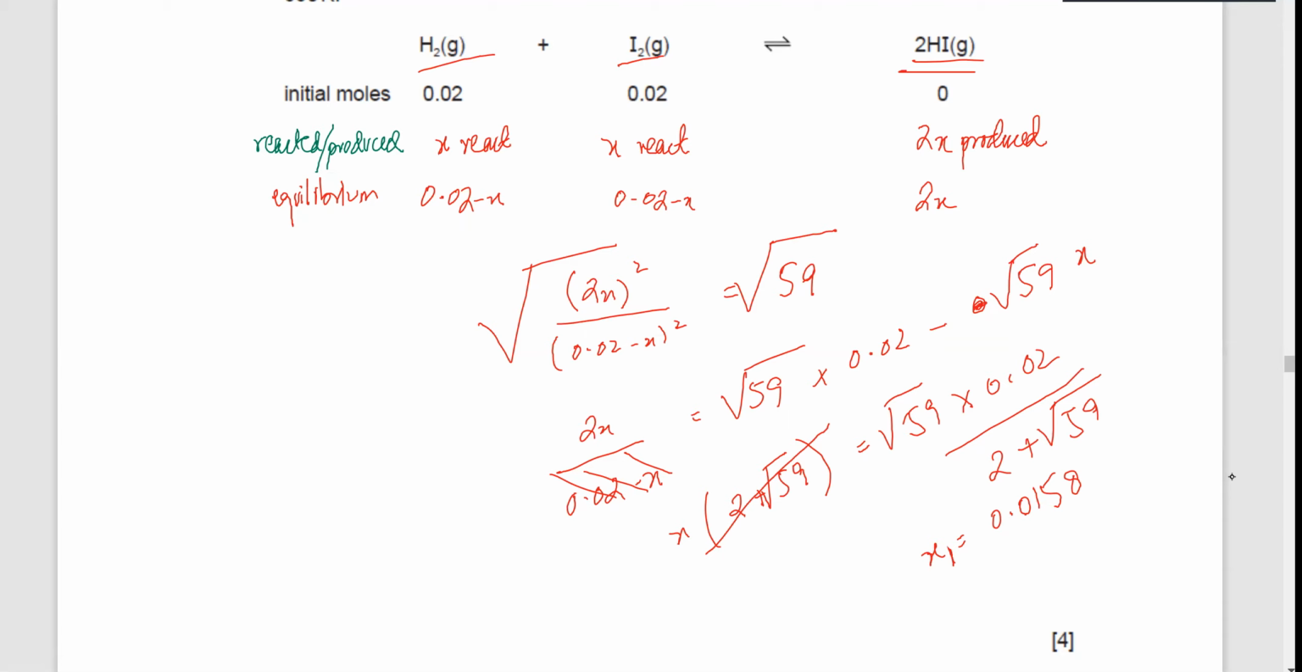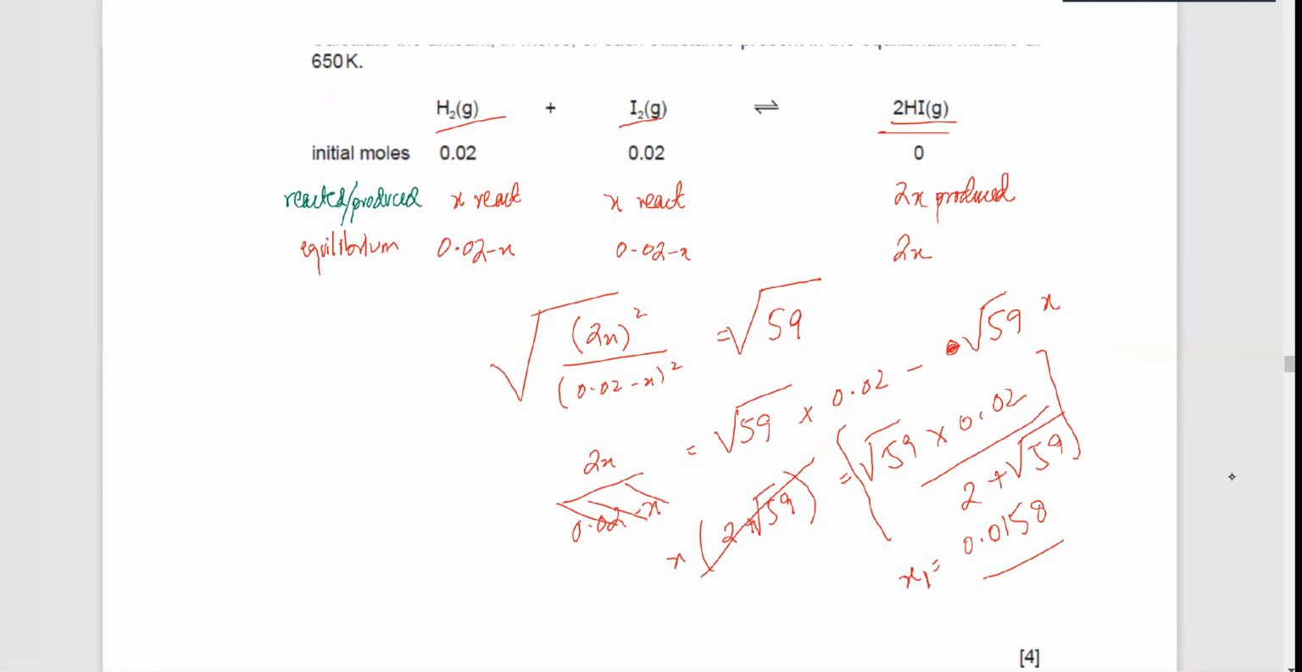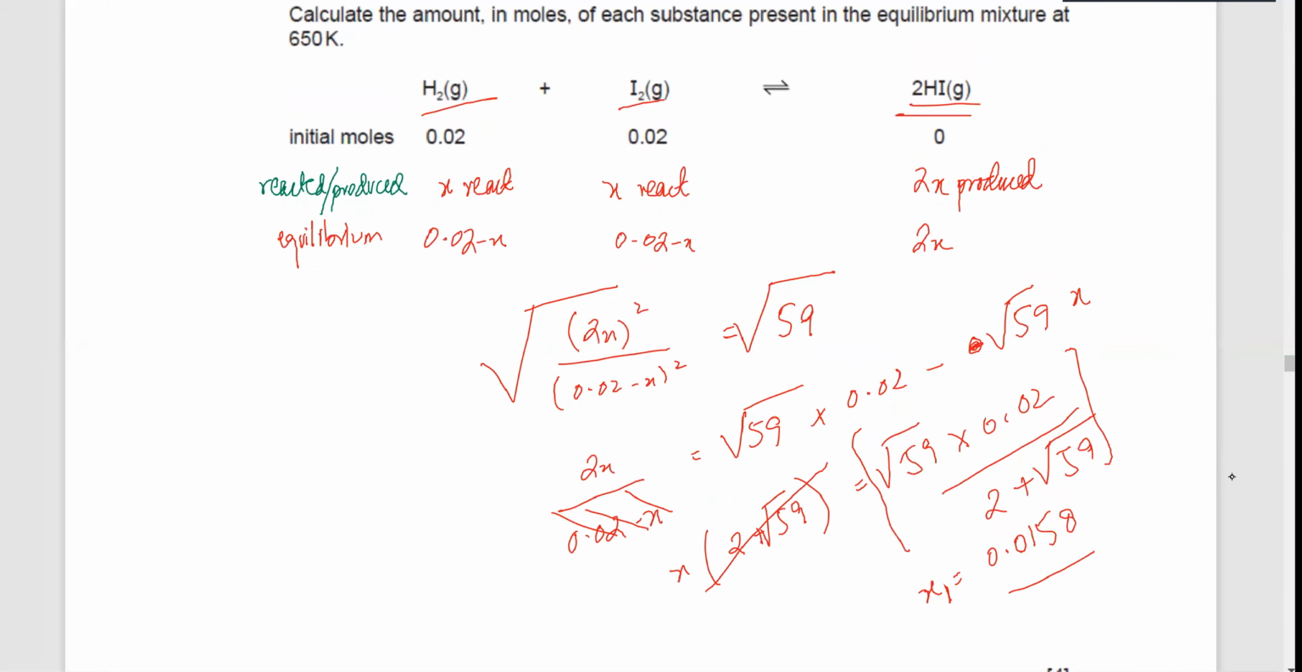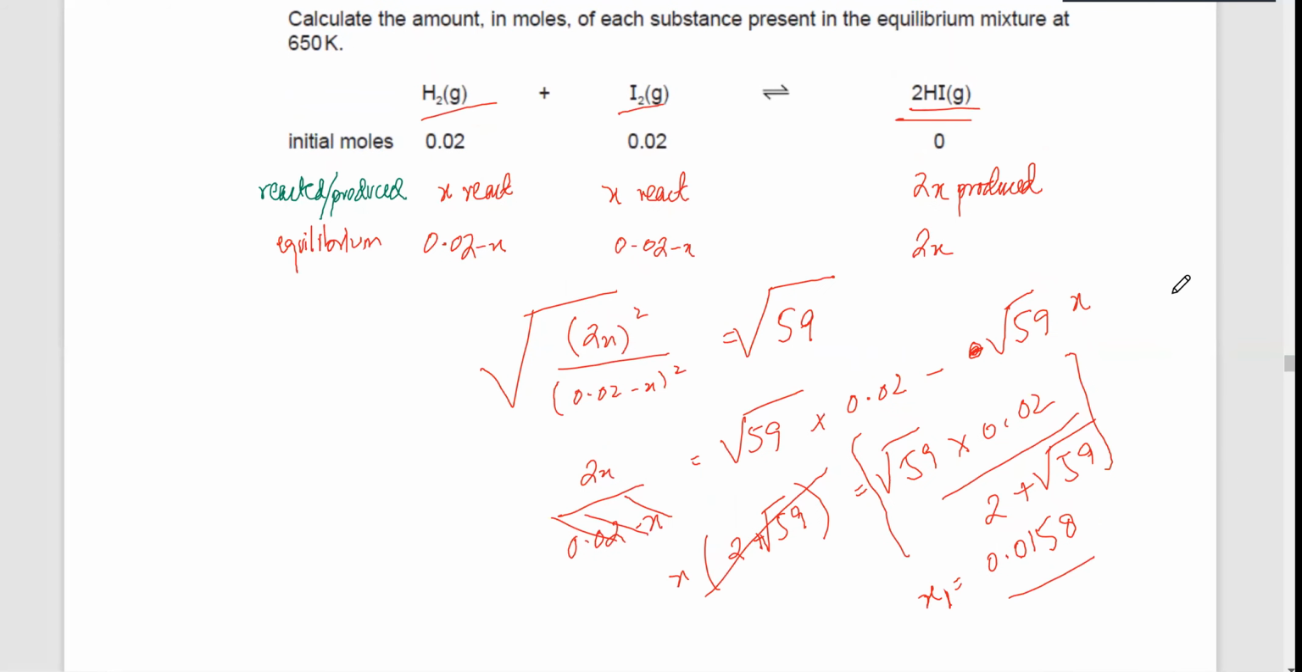Rida, can somebody. Mirahil, did you do it? Yes sir, it's correct. Rida, can you check again? Yes sir, this value is correct. Okay. Anyways, Rida, can you redo this quickly? 59 under root plus into 0.02. This is into 0.02.